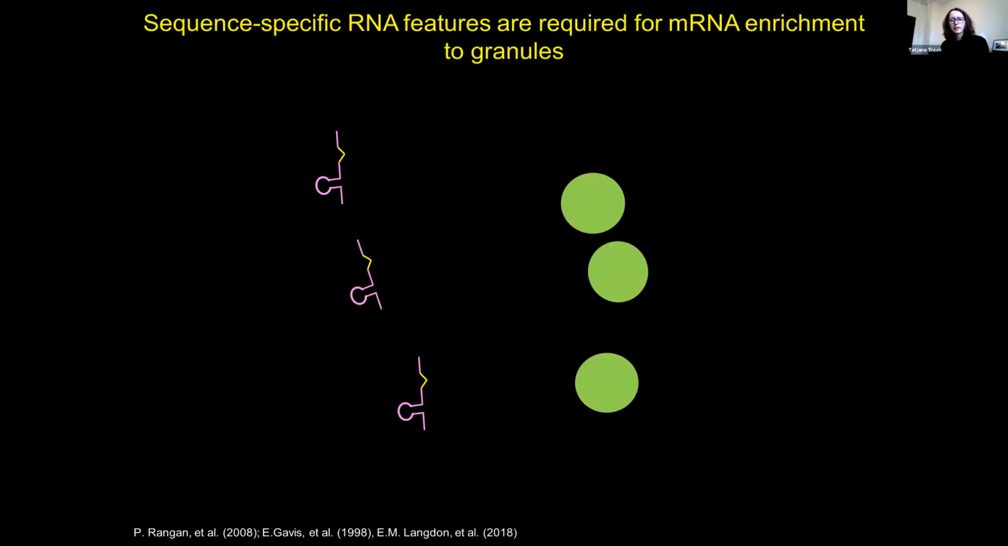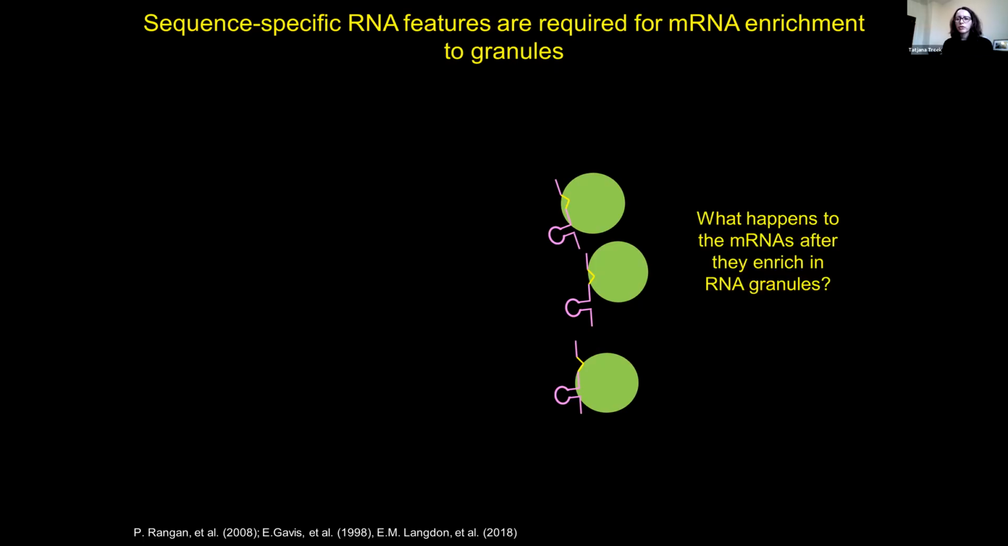We now understand that specific features, either sequence features or structural features in the RNA itself, are required for enrichment or recruitment of these mRNAs to granules. However, it is largely unknown what happens with the mRNA once it arrives at granules. How are they organized? How are they relating to other RNAs? And how are they actually regulated in terms of post-transcriptional regulation? Some of these topics, specifically how RNAs are organized in these granules, I will talk about today.